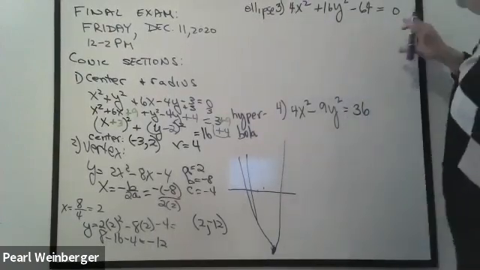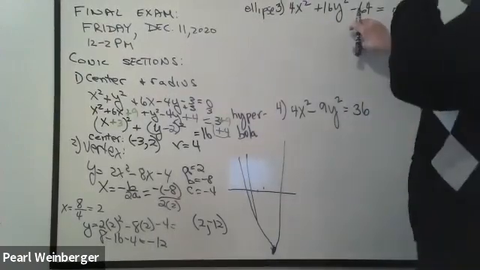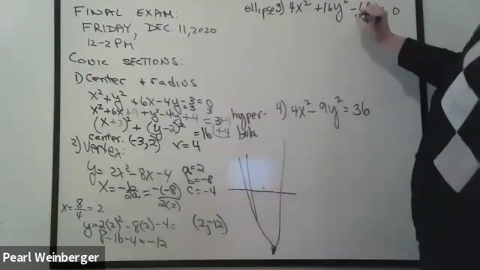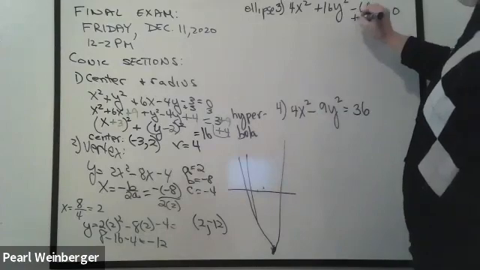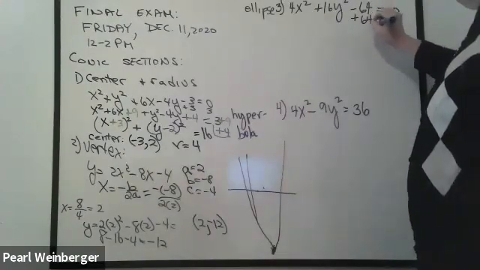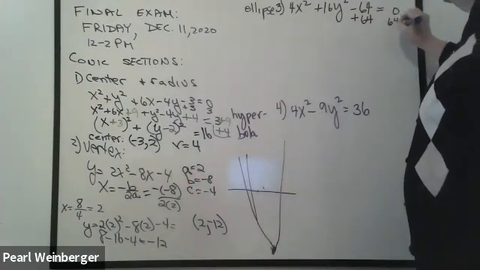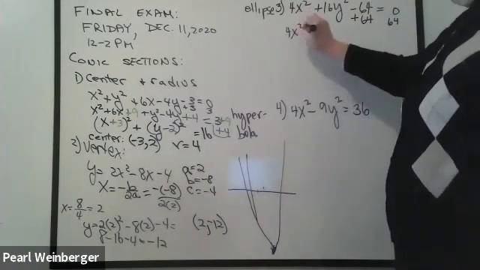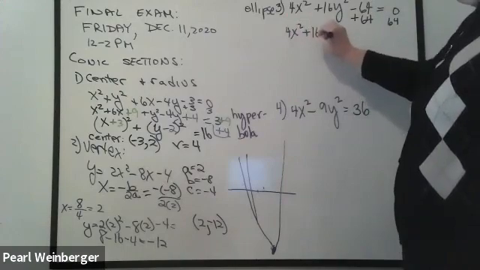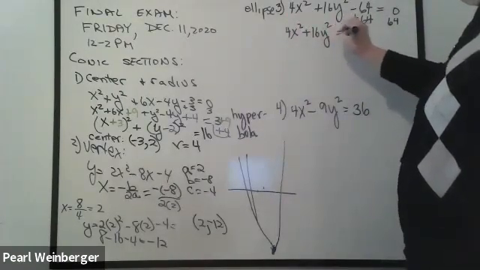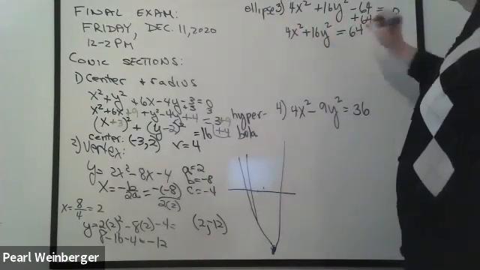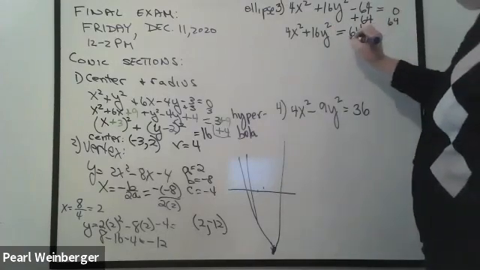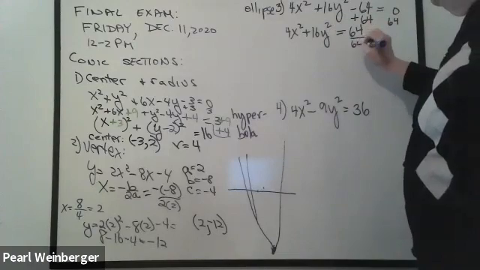Okay, we said that this one is going to be an ellipse because we have an x squared plus a y squared term. We want to put this into standard form, which means we have to bring the 64 to the other side, which will give me 4x squared plus 16y squared equals 64. And then in the standard form, you have to have a 1 on this side. You're going to divide everything by 64.